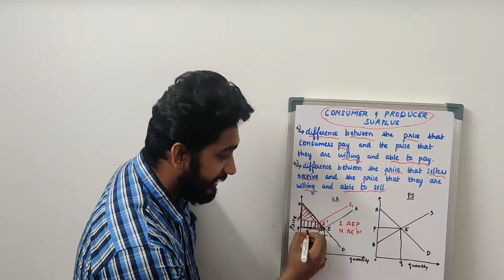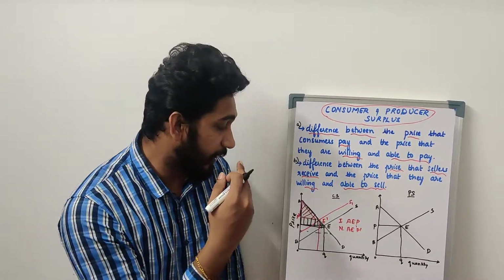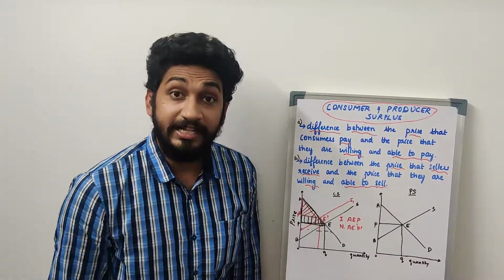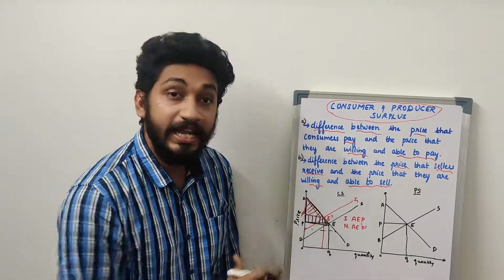So when the price falls below equilibrium, we'll get a price somewhere here. When that is the case, your consumer surplus will increase. The size of the area of the triangle will increase.